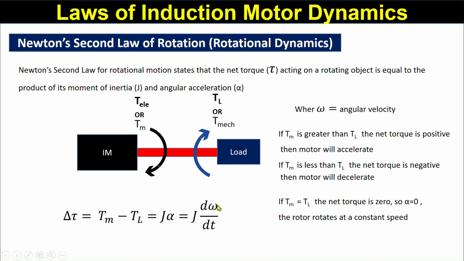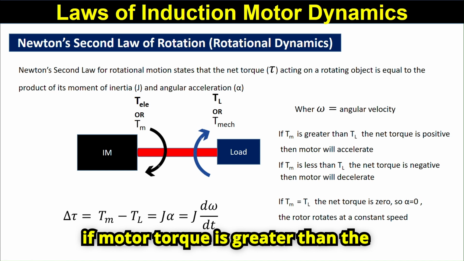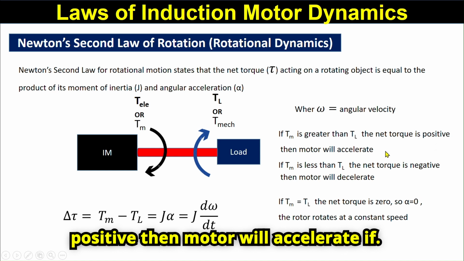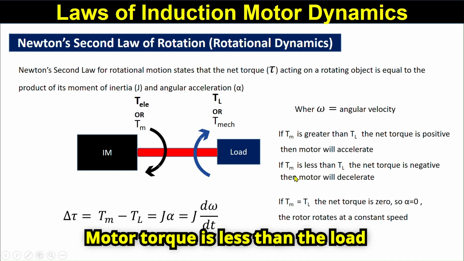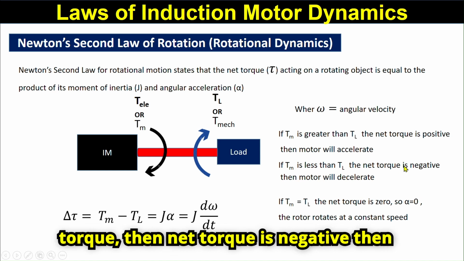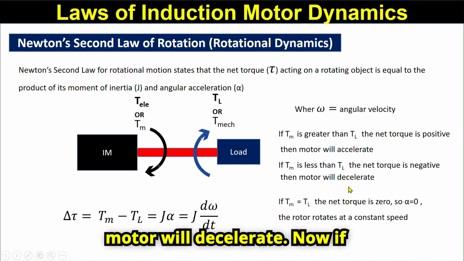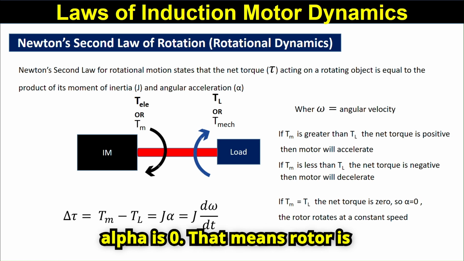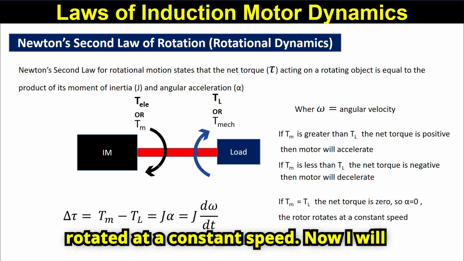Now, if the motor torque is greater than the load torque, then the net torque is positive, and the motor will accelerate. If the motor torque is less than the load torque, then the net torque is negative, and the motor will decelerate. Now, if the motor torque is equal to the load torque, the net torque is 0, that is, alpha is 0. That means the rotor rotates at a constant speed.